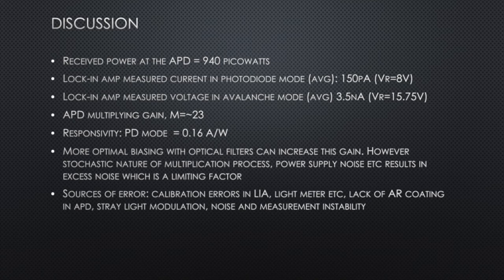Of course, there are several sources of error in this case. I don't have any calibrated equipment here, so there are possibly a few percent errors in the lock-in amplifier itself and the light meter, there's a lack of anti-reflection coating on the APD, lack of filters and so on. There's also some stray ambient room light that gets modulated, as well as some noise and measurement instability in this measurement.